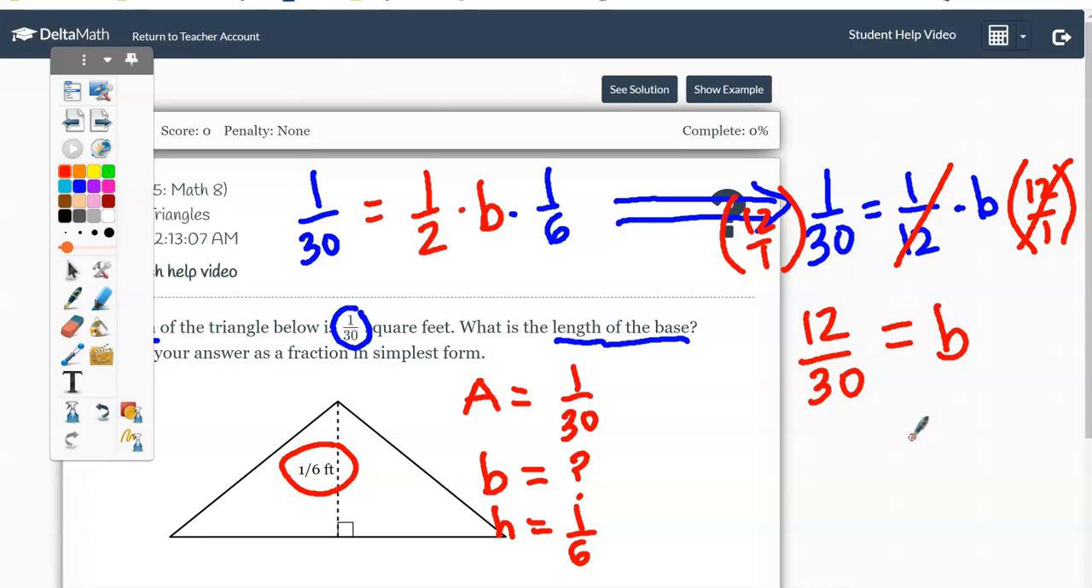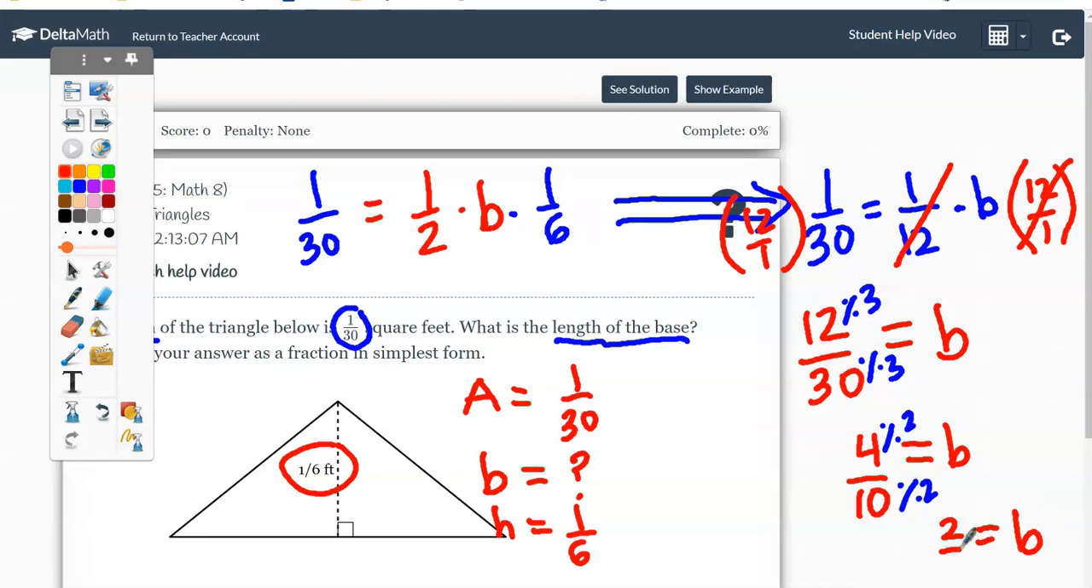And now I can reduce this. I know that both of these numbers are divisible by 3, so I'm going to divide them by 3 and see what I get. Looks like I'm going to get 4/10. And now I'm going to do it again, because I know that these are both divisible by 2. So that means that 3 and 2, which make a 6, means that I could have initially divided by 6. So the base is equal to the fraction 2/5.